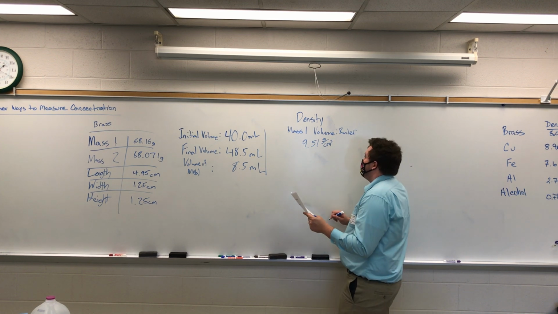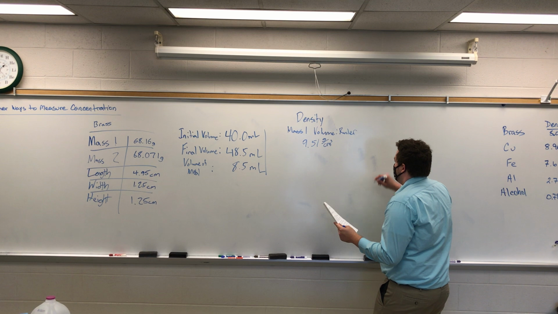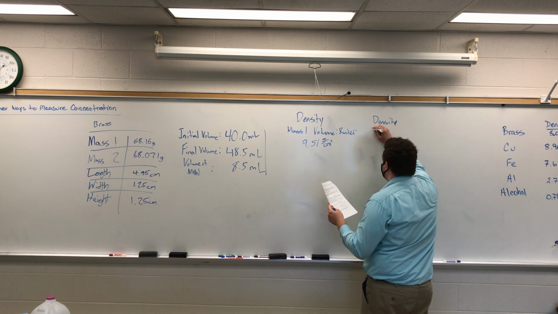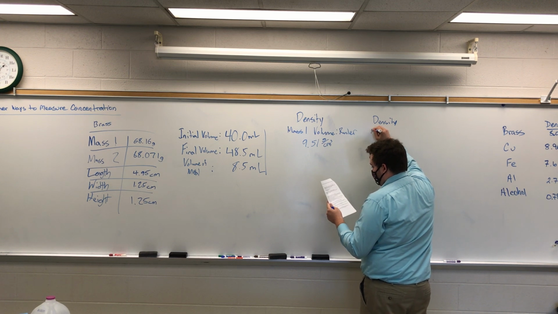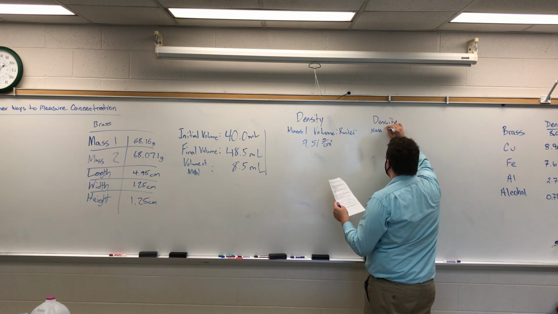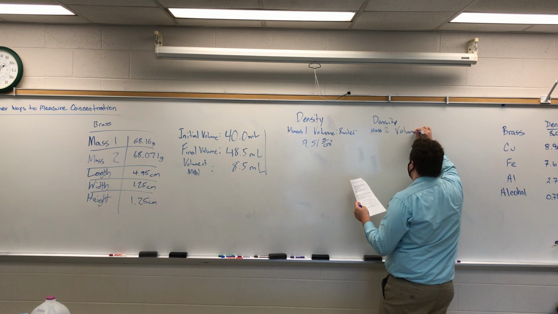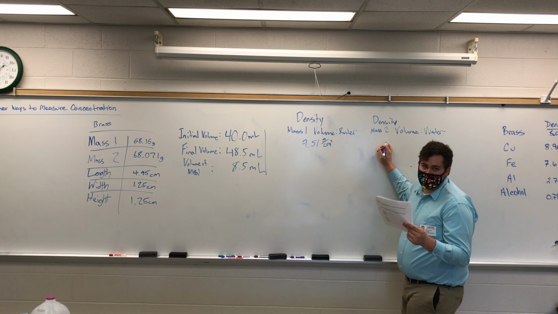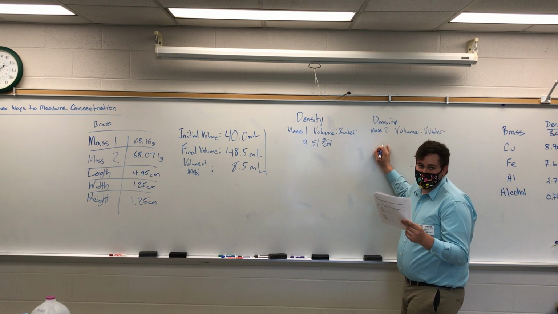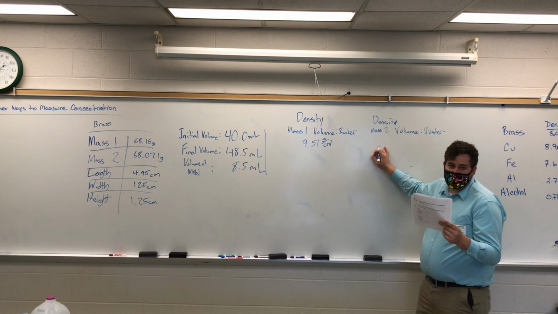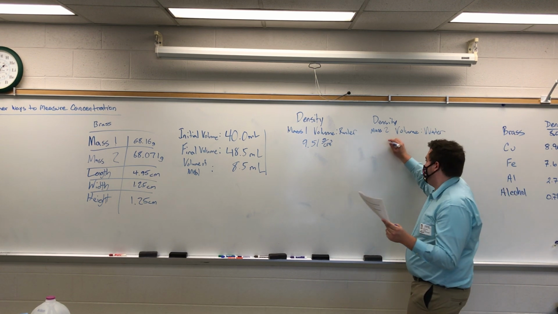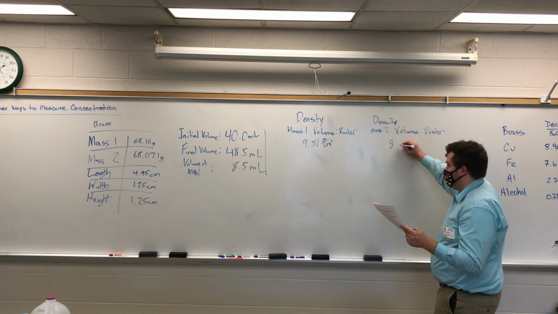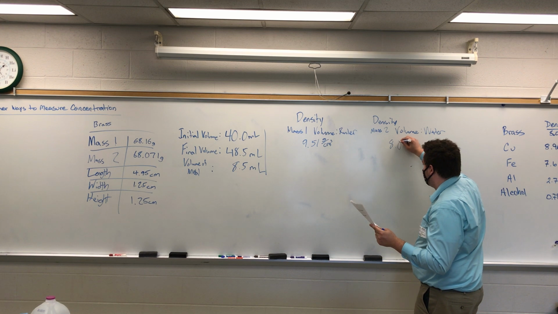Alright. So then we'll go our density, mass 2, volume water. So what'd you get for this one? Oh, 8 grams per milliliter. All right. 8.0 grams per milliliter.